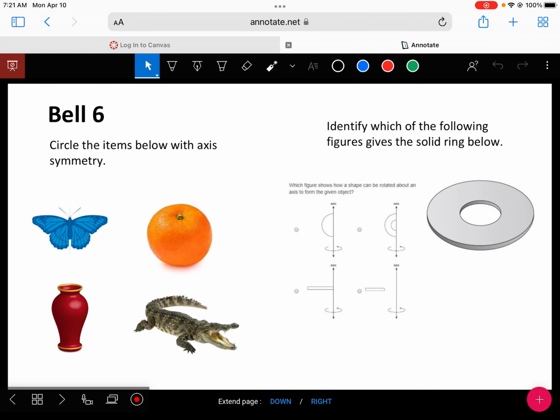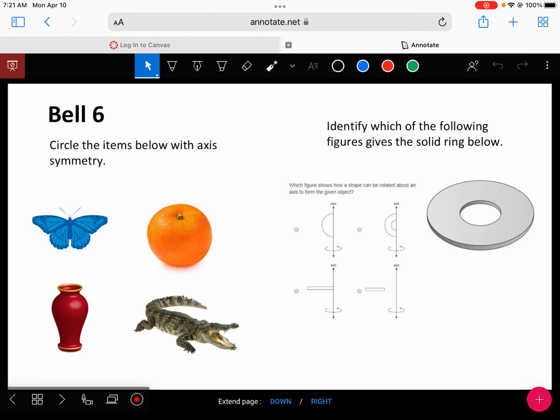All right. So here we go. Bell 6. Circle the items below with axis symmetry. An axis is like a single line. And if I put it through one of these figures, will it look exactly the same from all sides?